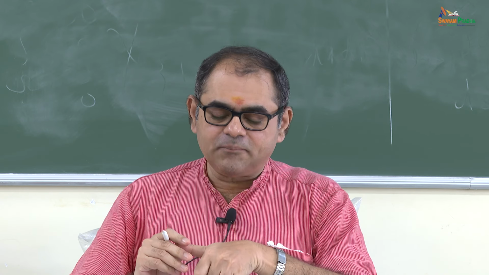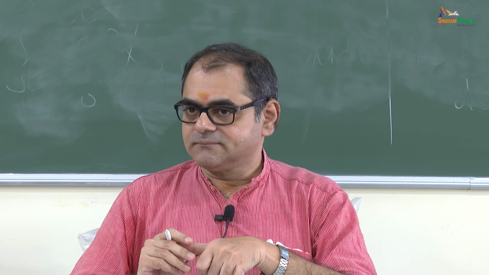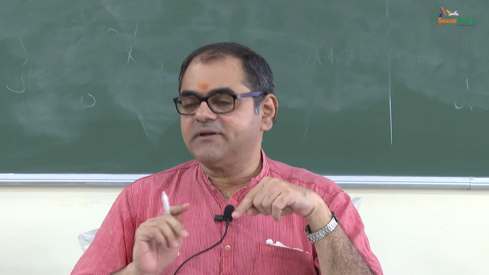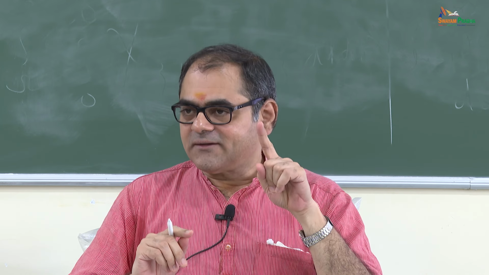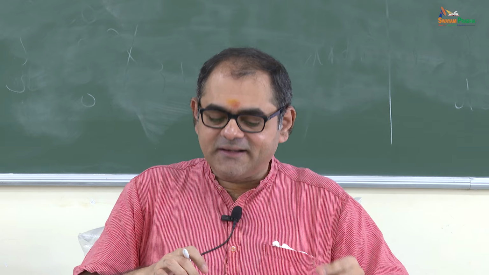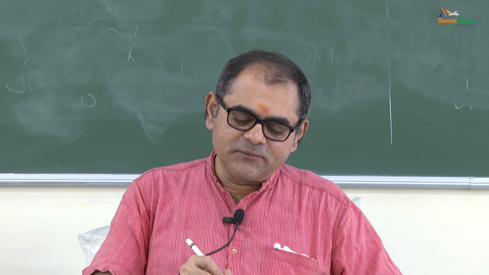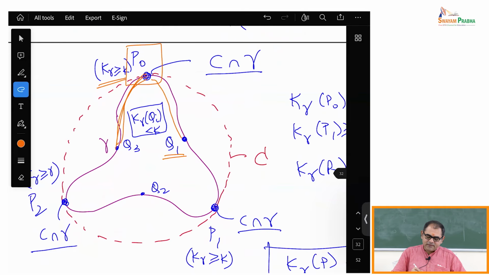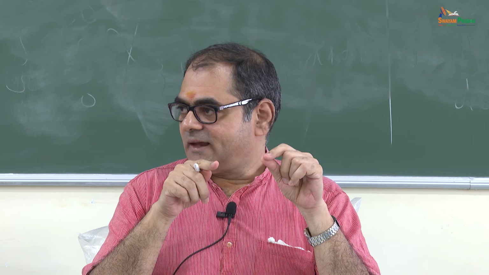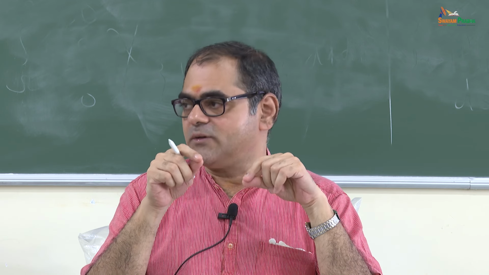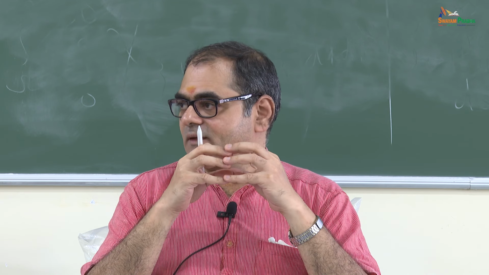I'm not claiming that P0 is that point, okay, but there is a point between Q3 and Q1 which is a vertex. Similarly, the same kind of argument is going to give you that there is going to be a vertex between P0 and P1, okay. Therefore, between any two of the Pi's there is going to be a vertex, and between any two of the Q's there is going to be a vertex, okay.